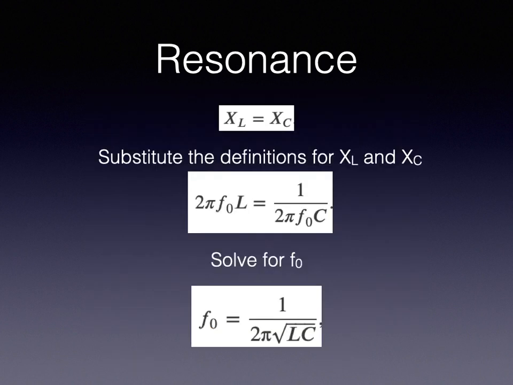We can find this intermediate frequency by taking the XL equal to XC equation at the top there and substituting the definitions for those two, and then we solve for f naught, and this will give us the equation that we need to find the resonant frequency. This is the natural frequency at which the circuit would oscillate if not driven by a voltage source.